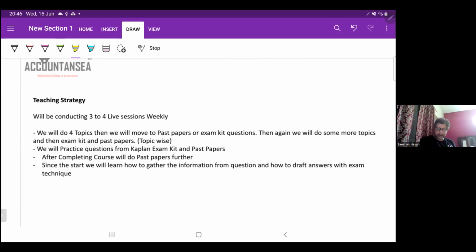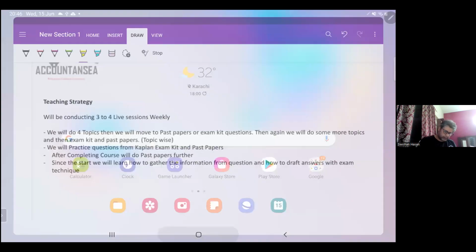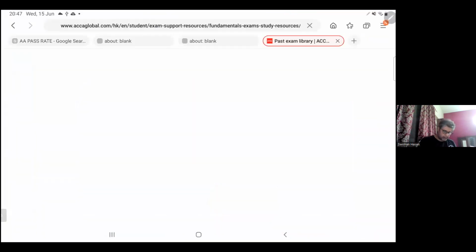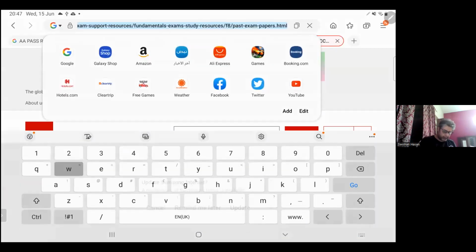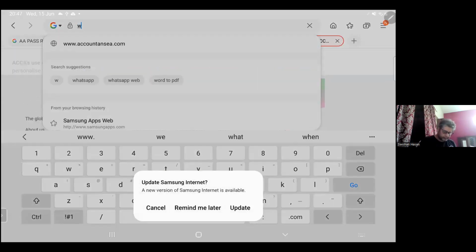And my target is that the whole exam will be covered in these classes till the 25th of August. Obviously, 2, 3 days up and down can happen, right? And if you missed any of the sessions, you can find the recording on our website. Obviously, if you have enrolled, you know about it, and if you haven't enrolled yet, you can see over here.